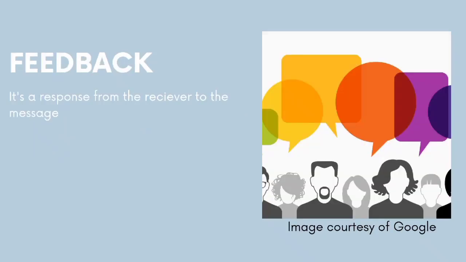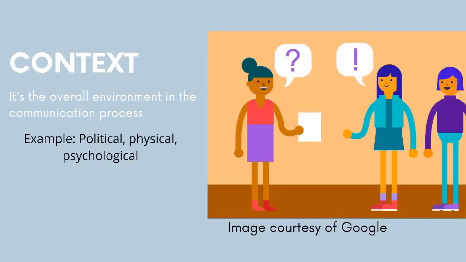Feedback is a response from a receiver to a message. It's like the reaction to what you've said to them. Lastly, it's context. It's the overall environment in the communication process. Examples: political, physical, and psychological.